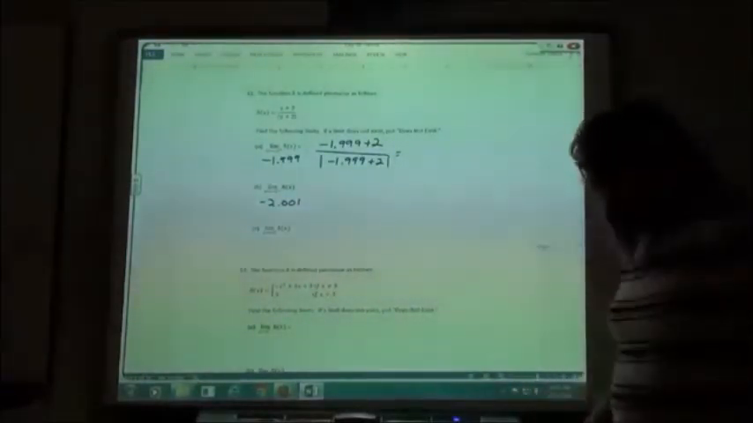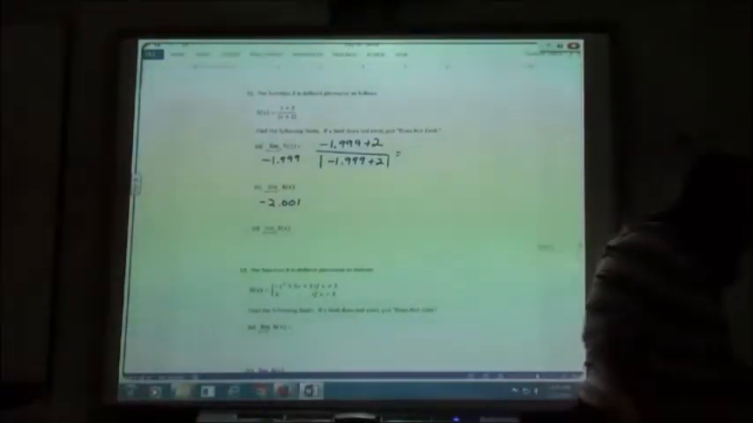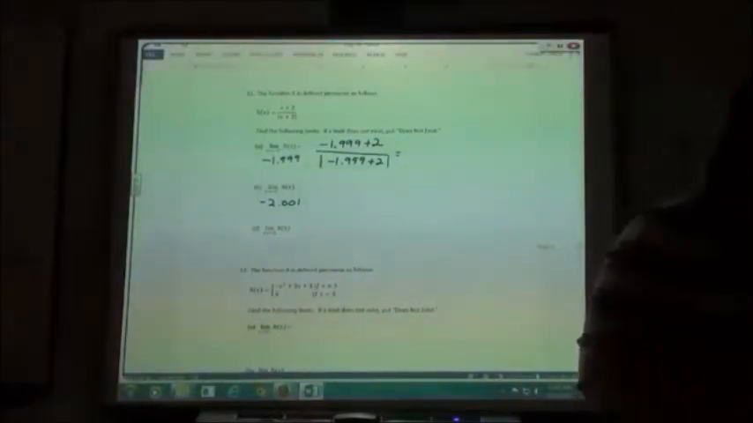I put my calculator somewhere. Let's be over there.